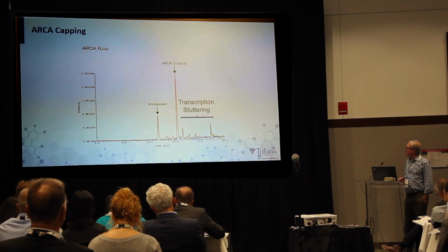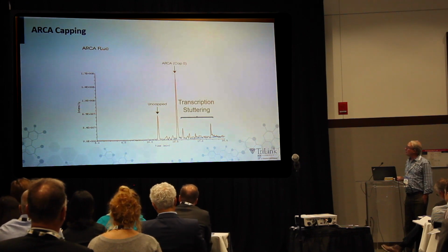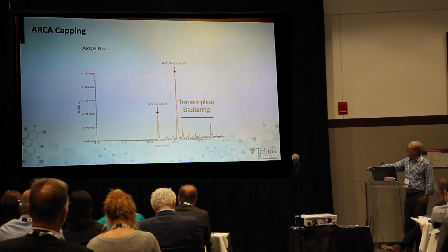So this is just an example of a capping assay, a very typical one for ARCA, where here you can see the uncapped material is substantial, and then this is the cap 0 material, and you get a lot of transcriptional stuttering. So this is the addition of untemplated nucleotides at the beginning of the transcription reaction. And we see this is a very typical kind of ARCA capping reaction.